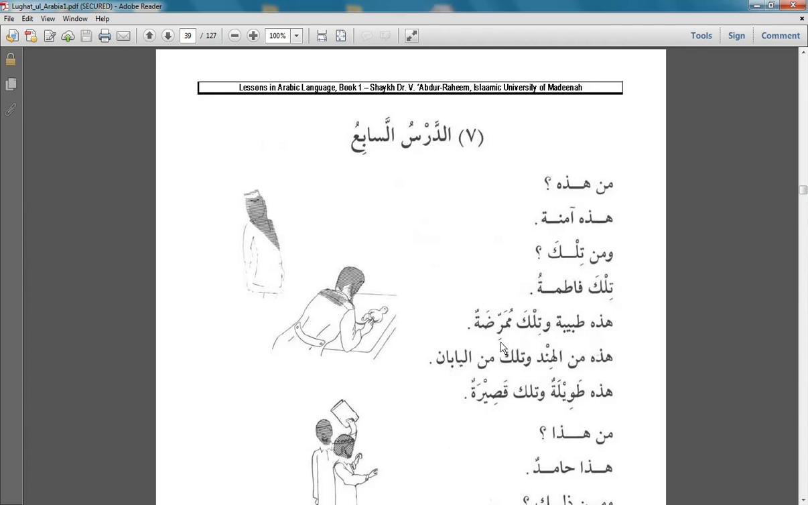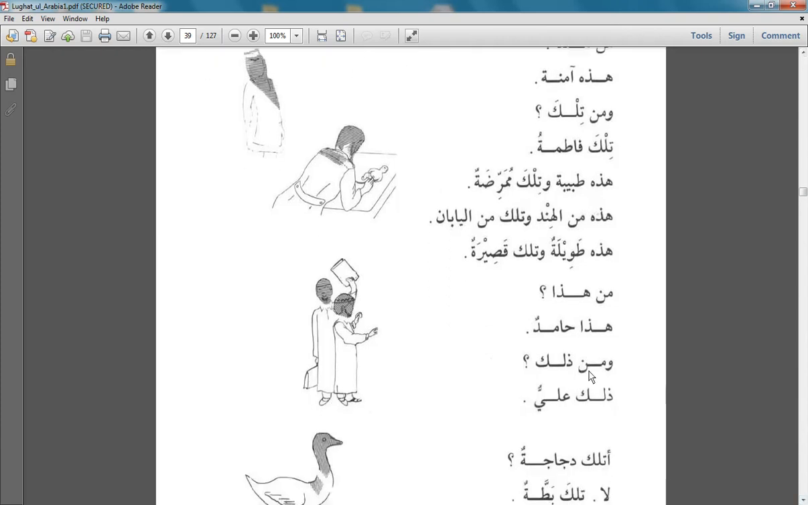هذه طبيبة وتلك ممرضة. This one, the one who's close by, she is a doctor, and that one is a nurse. هذه من الهند وتلك من اليابان. This woman is from India and that one is from Japan. هذه طويلة وتلك قصيرة. This one is tall and that one is short. من هذا? Who is this? هذا حامد ومن ذلك? Who is that? ذلك علي. So هذا and ذلك. هذا for someone who's close, إشارة قريب, and ذلك إشارة بعيد.